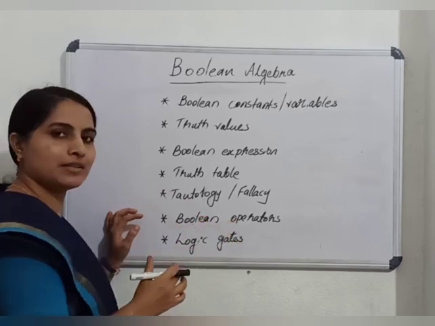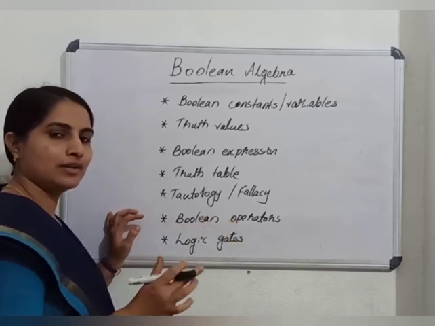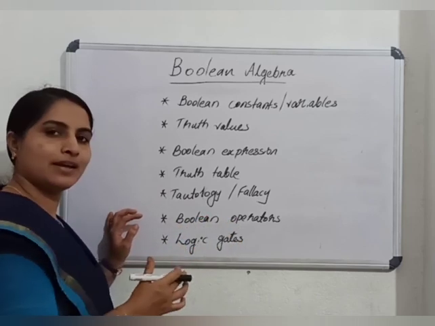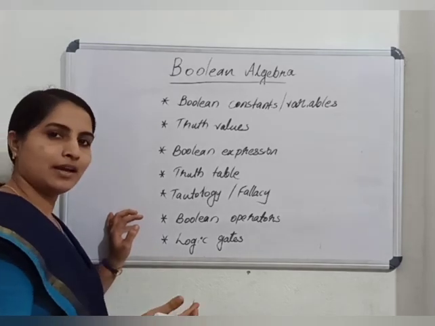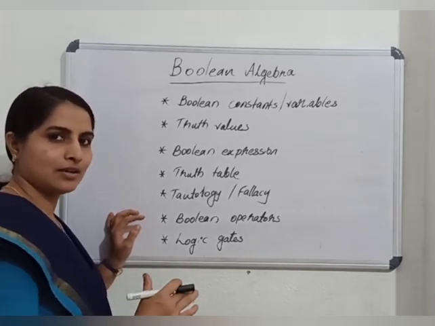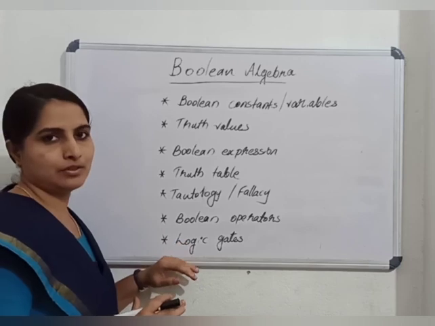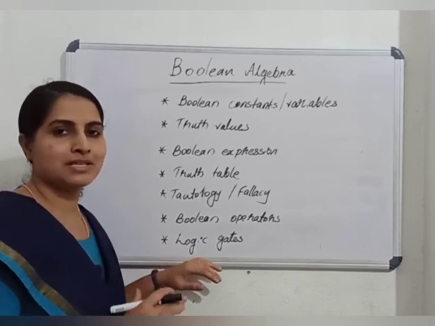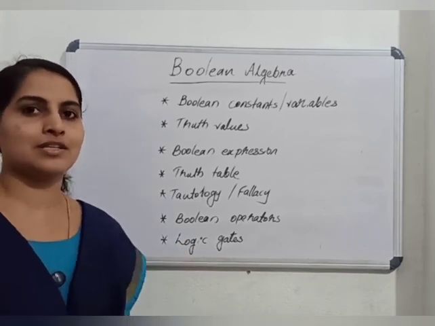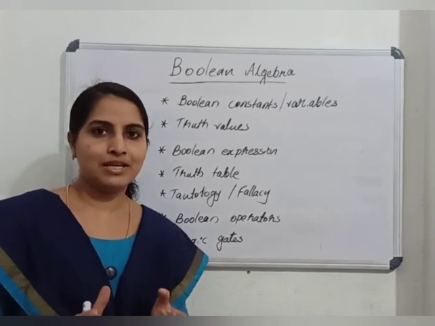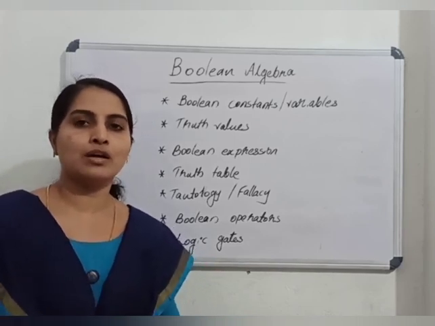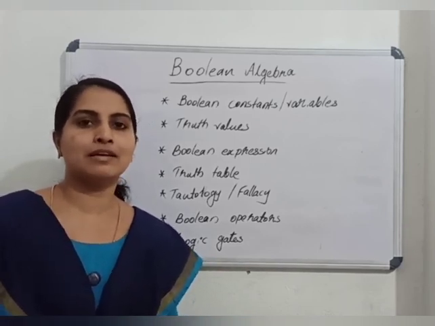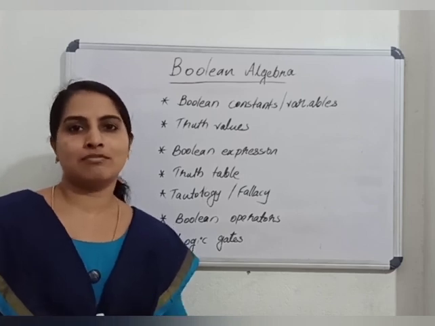The Boolean operators are AND, OR and NOT. Then the logic gates: AND gate, OR gate and NOT gate, and this section also we have covered. So dear students, please study this section well. The next section is the basic laws corresponding to Boolean algebra. To get it clear, you have to study this section well.